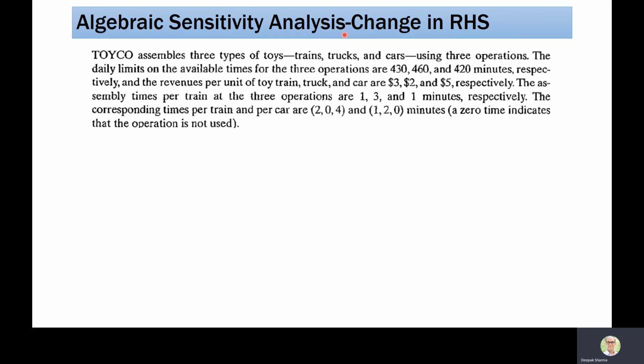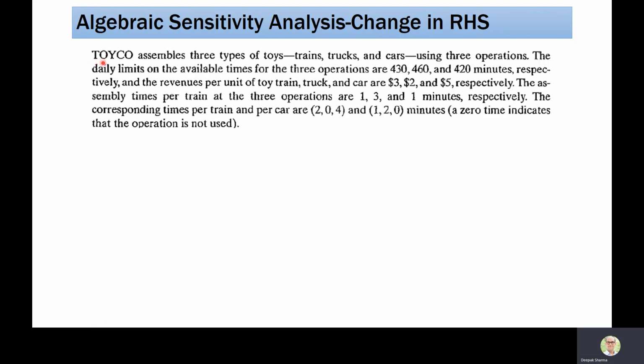As we know, there are two cases in the sensitivity analysis. First is the change in the right hand side of the constraint, and another one is the change in the coefficient of the objective function. In order to understand this particular sensitivity analysis, let us take an example here.